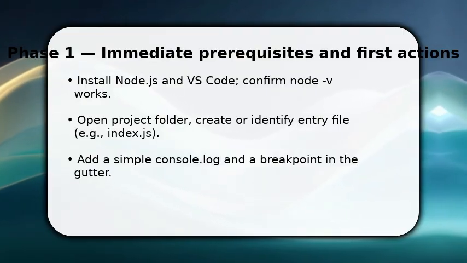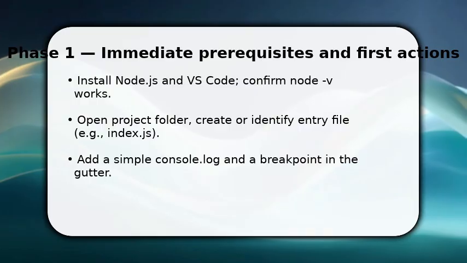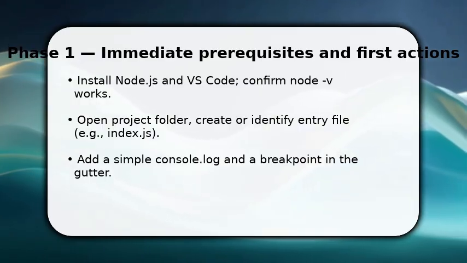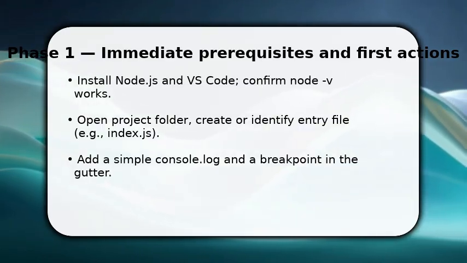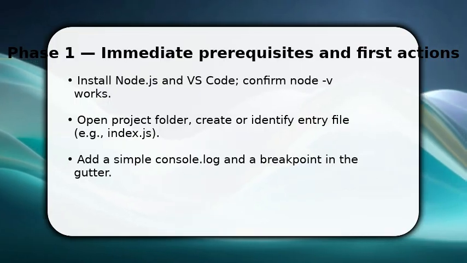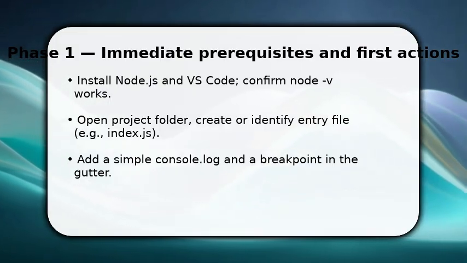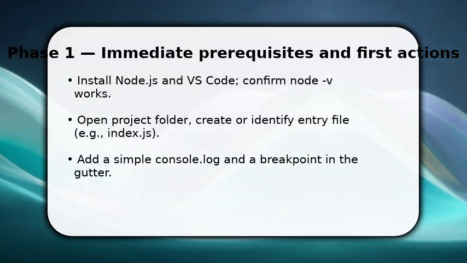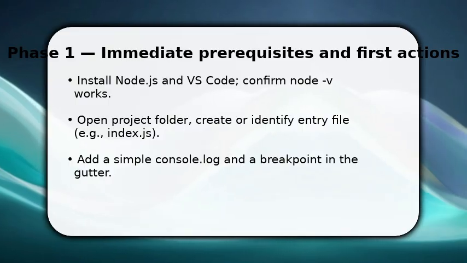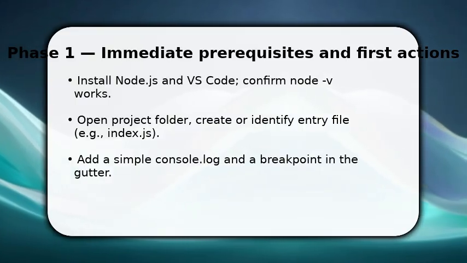Once done, set a breakpoint by clicking in the gutter next to a line with console.log so VS Code knows where to pause. Make sure you have a launch.json auto-generated or use the Run and Debug panel to create a Node.js configuration. This tells VS Code how to start your app and attach the debugger.